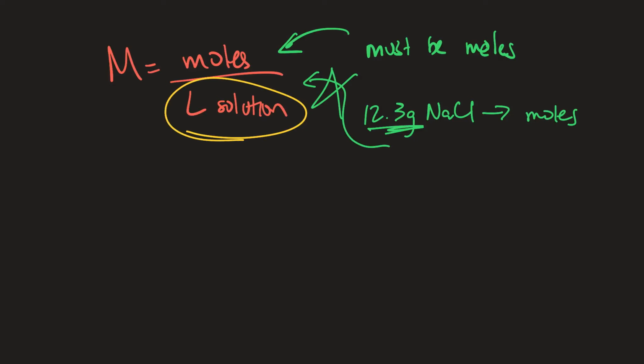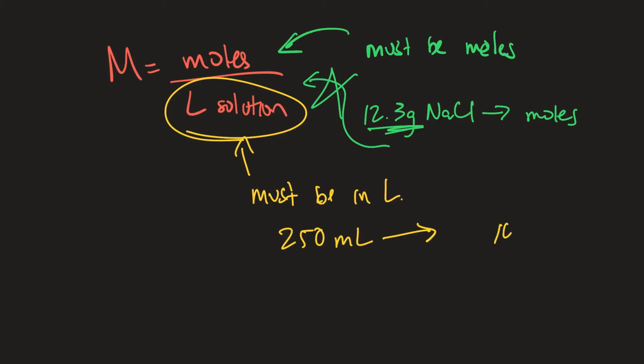Secondly, the liters of solution must be in liters. For example, in the last problem I said 3.2 liters, but let's say I started out with 250 milliliters. Then you would know you have to convert this to liters. You should know that 1,000 milliliters is equal to 1 liter, so you just divide the number by 1,000, or move the decimal 3 places. Here it's equivalent to 0.250 liters.